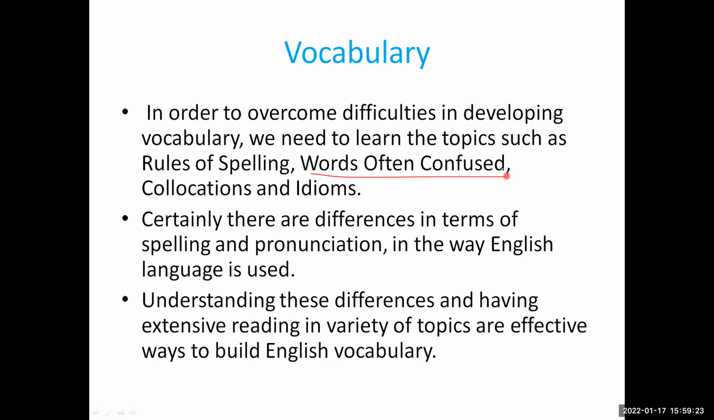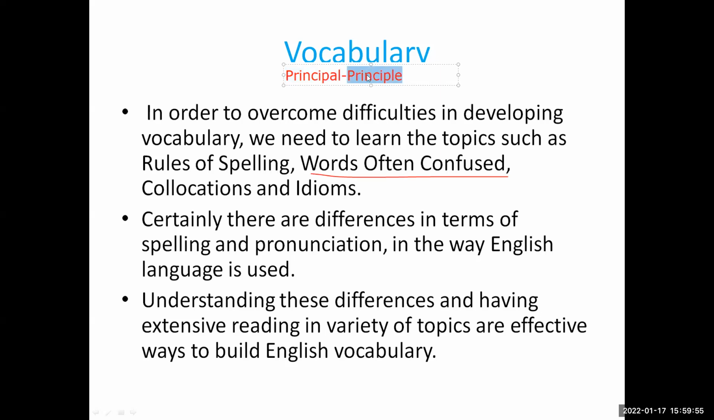So what are these words? Sometimes two words, let me give you an example here: principal and principle. Both sound the same, but they're not exactly the same. So explain to me the difference between principal and principle. What does the first one mean? School or college principal. Yes, head of some institution, that is principal.